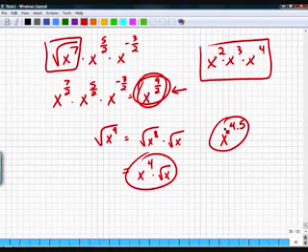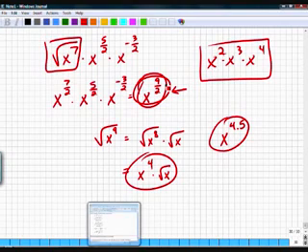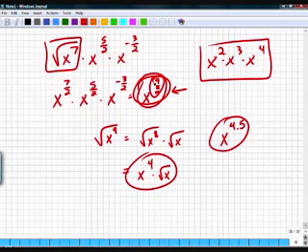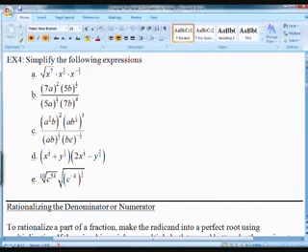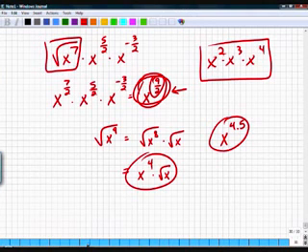Yeah, that's right too. And you could type that in your calculator as that. You could do x to the 4.5 power and it will give you the same answer, because 9 halves is 9 divided by 2. All those are equal. Next one, 7a squared.